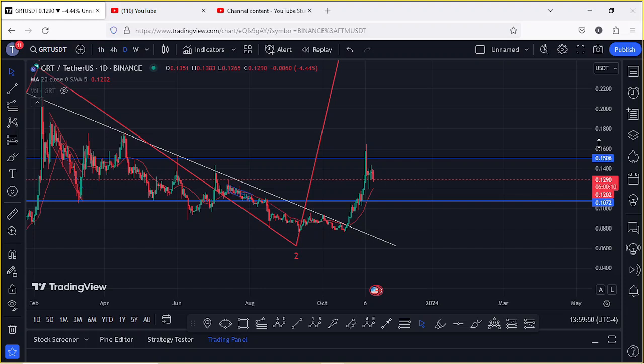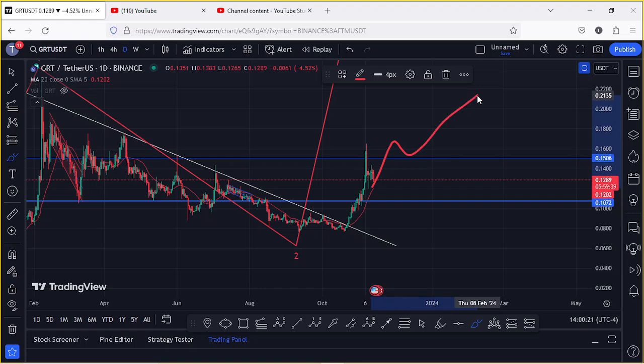At the time of this recording, GRT is holding above the 20-day MA here on the daily chart, which is now acting as support for us to continue gearing up. And the next key area of resistance that we need to see a break above lies at around the $0.15 mark, and a break above that with a successful retest, then I will be expecting higher prices where we can easily see a break above the $0.2 mark.